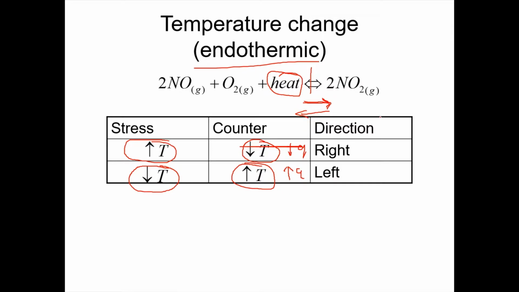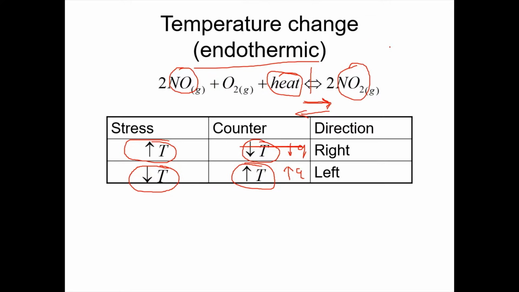Okay. So in the first case, when you increase the temperature, you're going to get more NO2 product. Here, NO2 is right here. At lower temperatures, you're going to get less NO2 product and more NO product over here. Okay. That's how you do those.